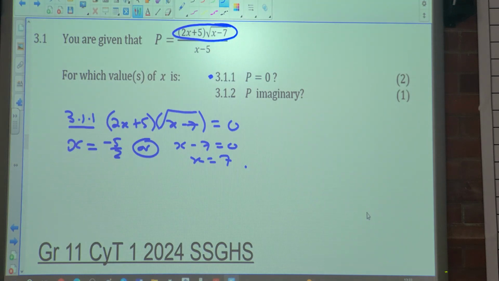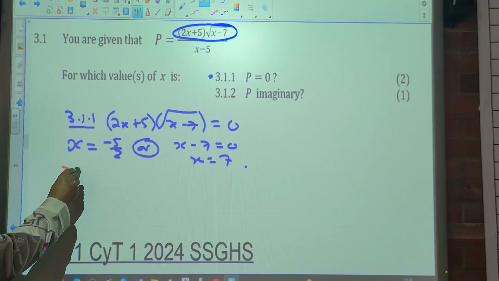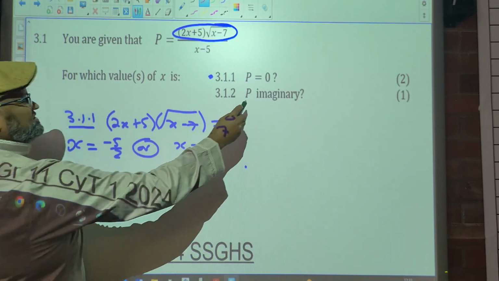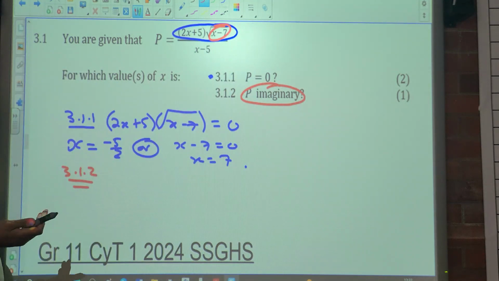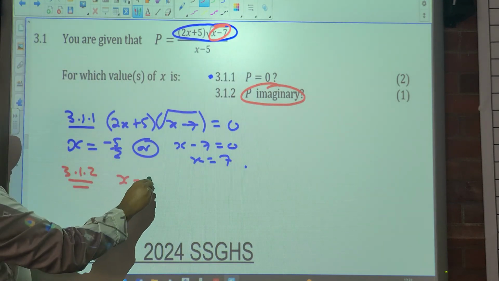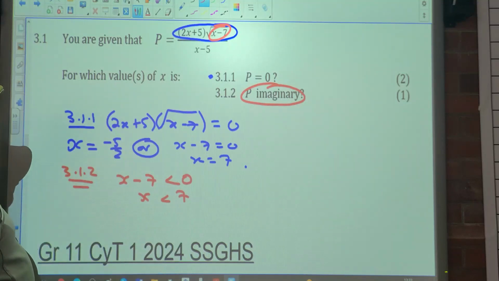Then in 3.1.2, the question says where is this imaginary? When will this be imaginary? Where under the root is negative. So in other words, where x minus 7 is less than 0. So x has to be less than 7.